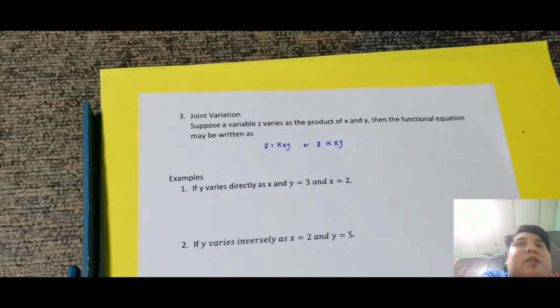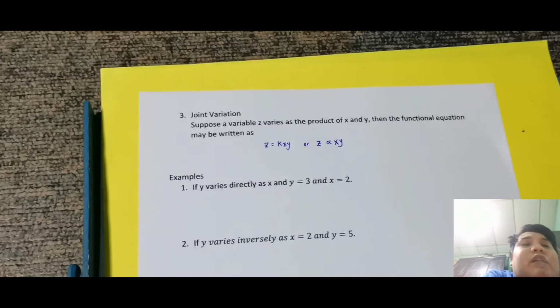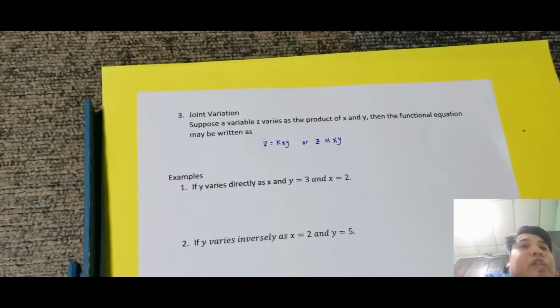Tandaan mo, pag sinabing inversely proportional, automatic nasa denominator. Pag sinabing directly proportional, automatic nasa numerator, meaning product. Yun yung mga tatandaan natin. Or jointly. Pag sinabing jointly, meaning yung dalawang bagay na yun ay ime-multiply mo. Kunwari, jointly as the square of x and cube root of y, meaning square of x times cube root of y. Nakamultiply silang dalawa.